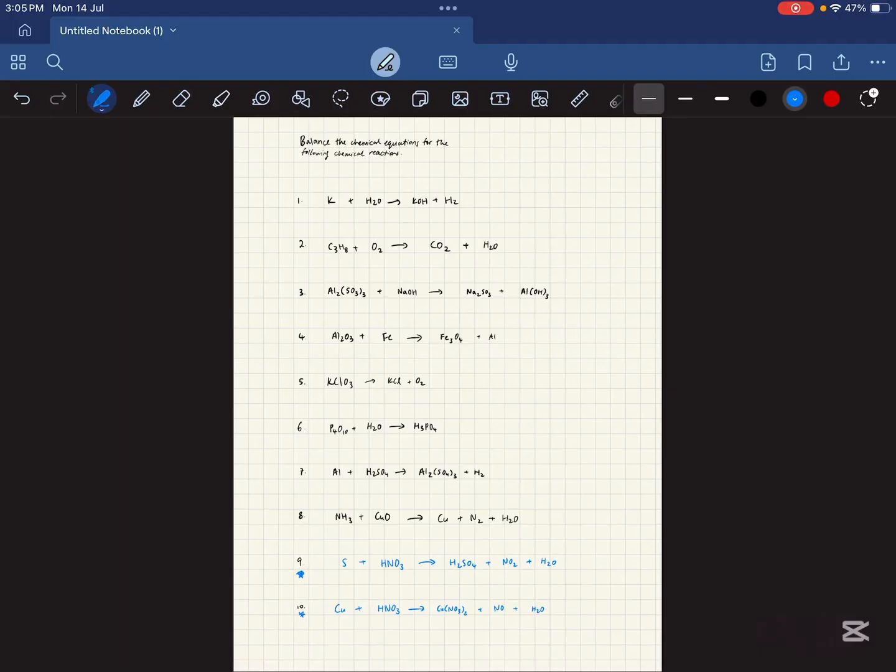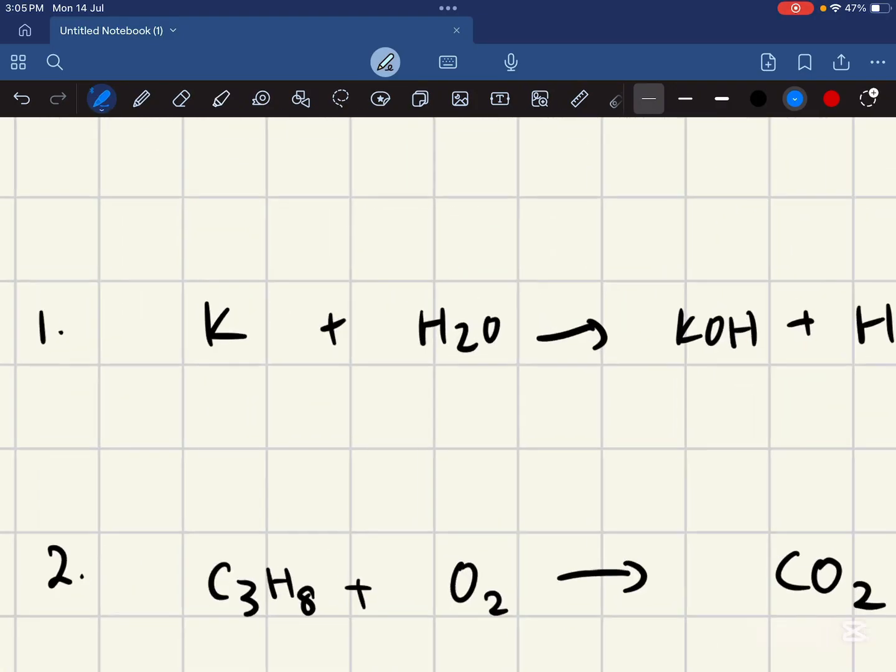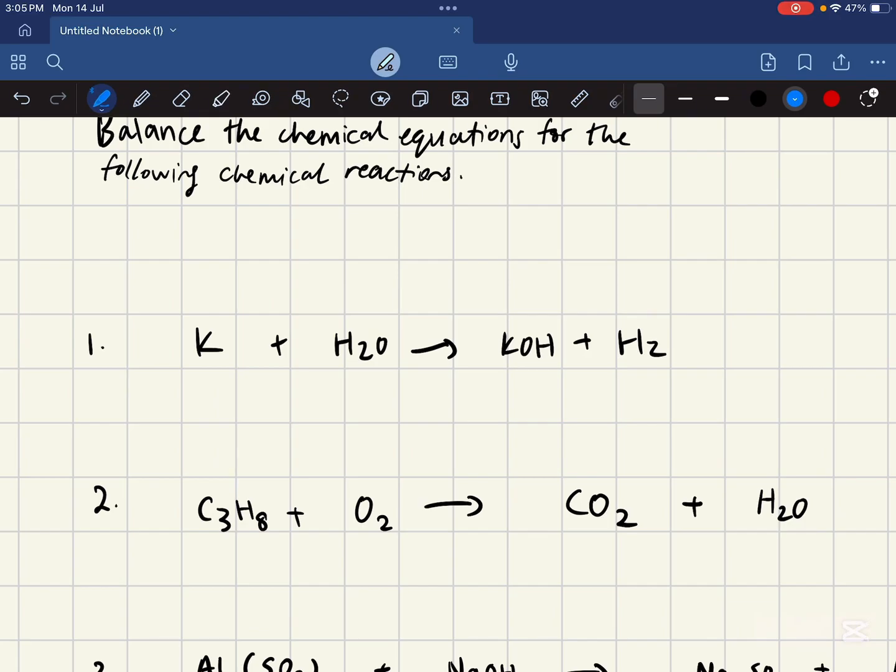So today we're gonna balance some intermediate and difficult chemical equations. And if you can balance these equations, you can balance any equation, to say the least. So let's start. First we have this, which is when potassium reacts with water.